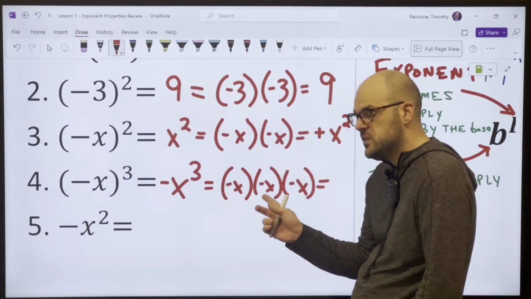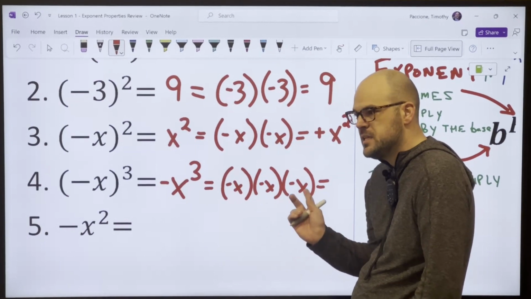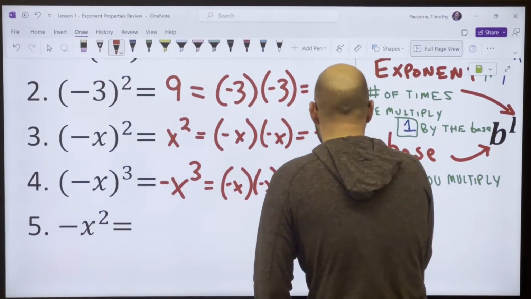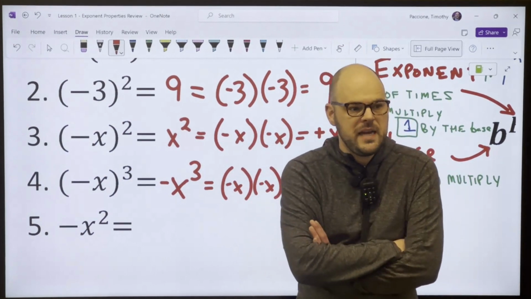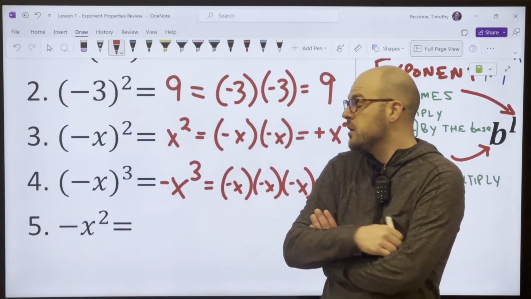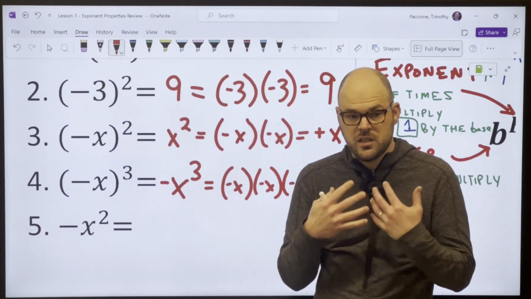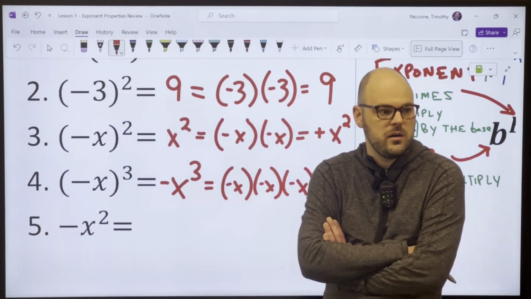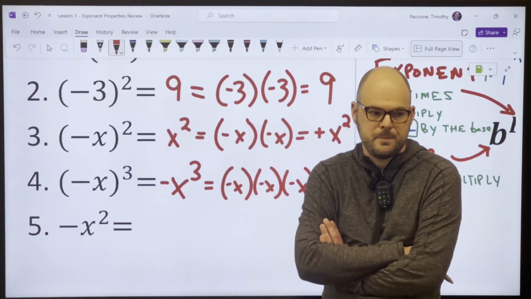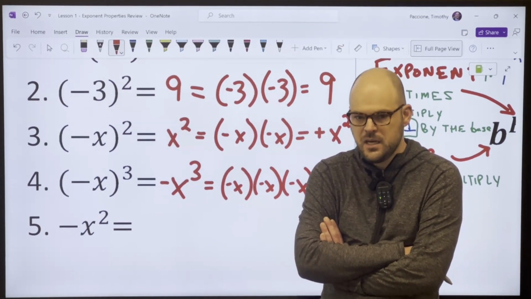Positive. Negative times a negative is a positive, and then that positive times a negative is a negative. So I end up with negative x to the third. Okay, that's great. You can expand it out. What if I gave you parentheses, negative x to the 17? Do you have to expand that out to figure out where it falls? No. Why not? Because it's an odd number.